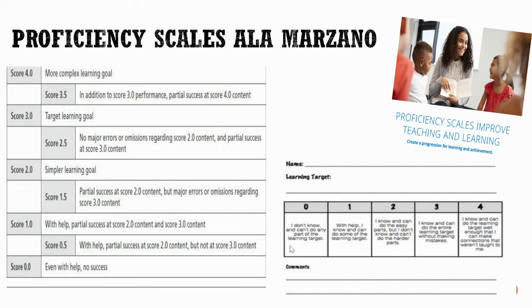On the left is an example of a generic proficiency scale. Note that 3.0 comprises a target learning goal, whereas levels 1 and 2 indicate only partial success toward level 3 and at a simpler cognitive level. Level 4 comprises cognitive complexity beyond the target learning goal. On the right-hand side is an example personalized for students with I can language.